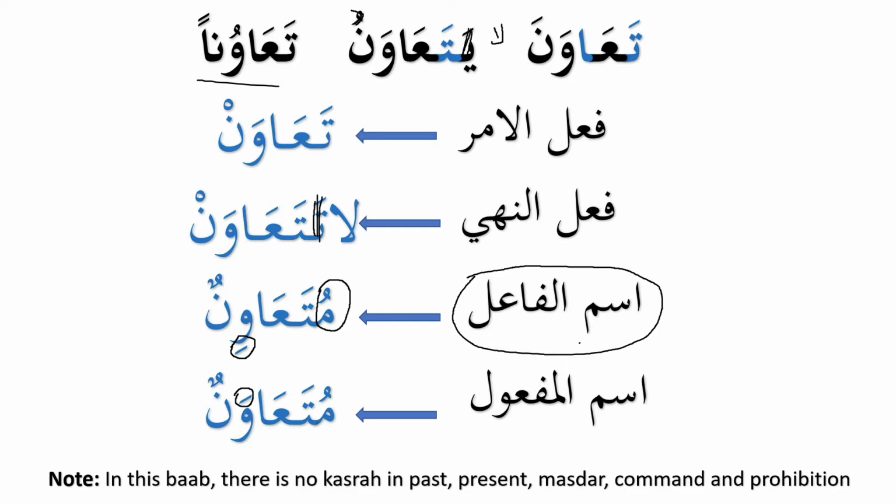If you remember the example of mushtaqun, ishtaqqa yashtaqu, and then we have mushtaqun. And mumtazun, inshallah we will see as well. We will see from the context whether it is used as ismul fa'il or ismul maf'ul.